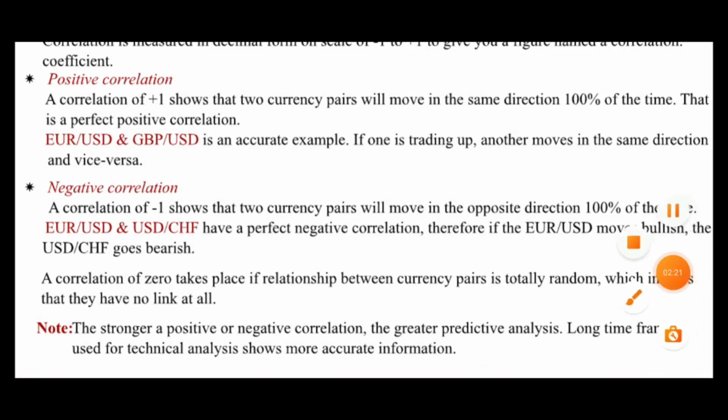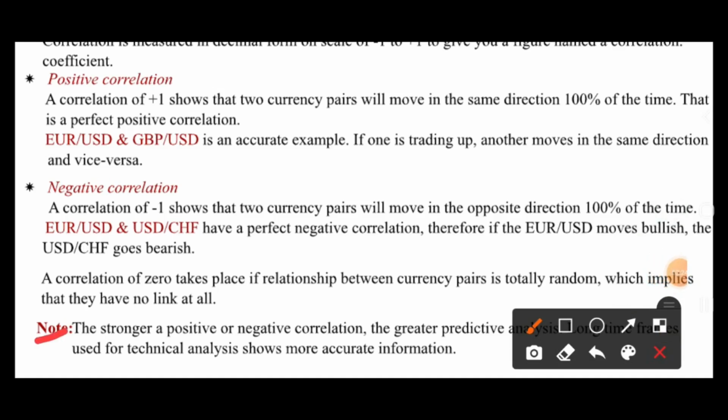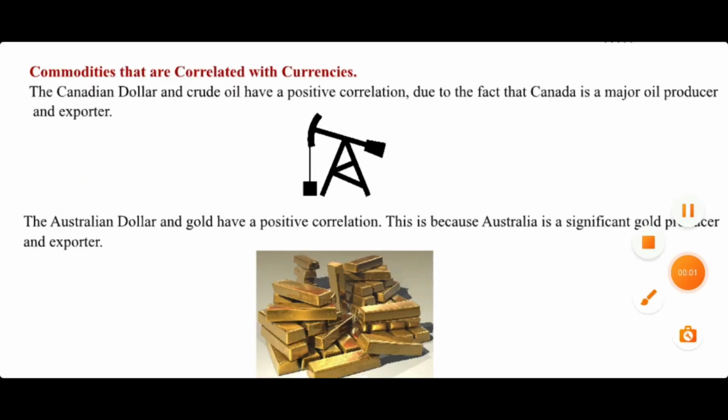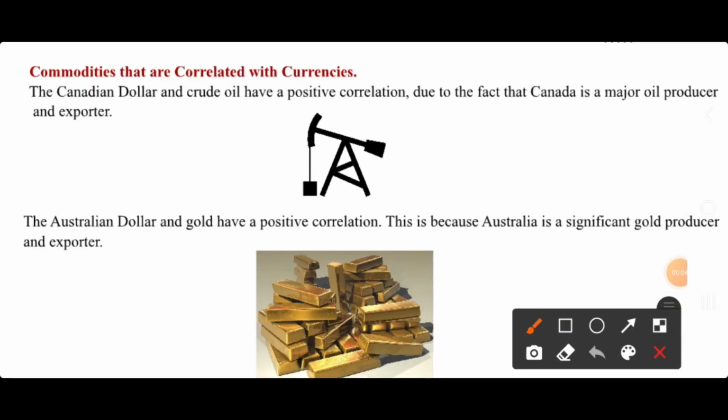So note that the stronger a positive or negative correlation, the greater the predictive analysis. Long time frames used for technical analysis show more accurate information. So when the correlations are happening, you can easily tell what is going to happen to another currency. If the EUR/USD is going upward, you can easily tell that the GBP/USD is also going upward. So that's how correlation really works. We talk about the commodities that correlate with currencies. So let's look at the Canadian dollar and crude oil, which have a positive correlation.